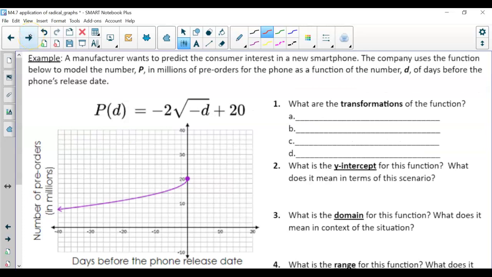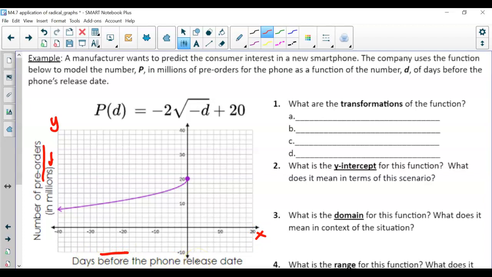So now again, looking at this application. Here, for example, we're given this graph that models days before the phone release. So again, days before, right? That's why here we're going to be in the negative, because it's all about before the release date, because then the positive would be after the release date. Then the number of pre-orders in the millions. So our y is going to represent the number of pre-orders of the phone. Then the x is going to be represented by the days before the phone release.